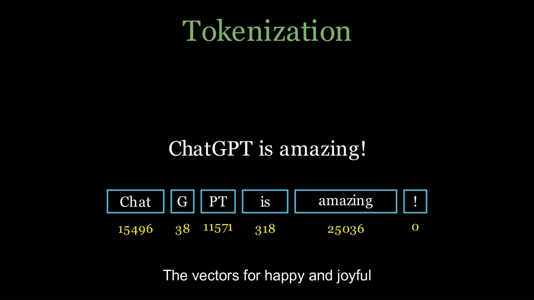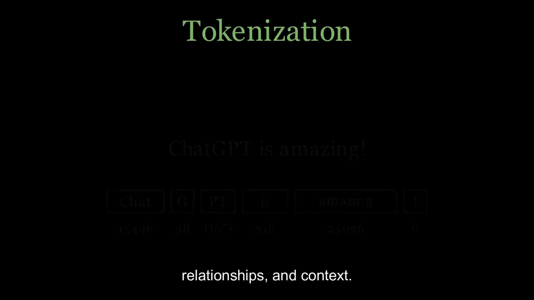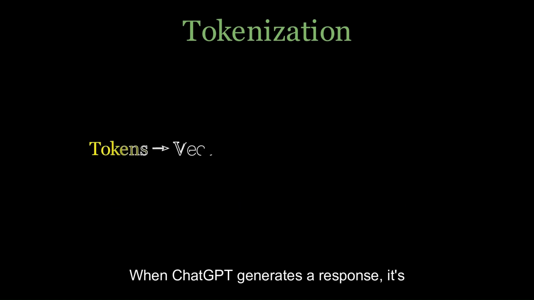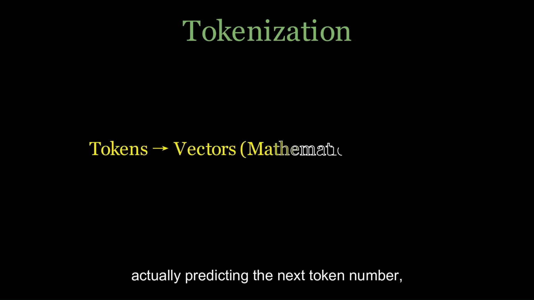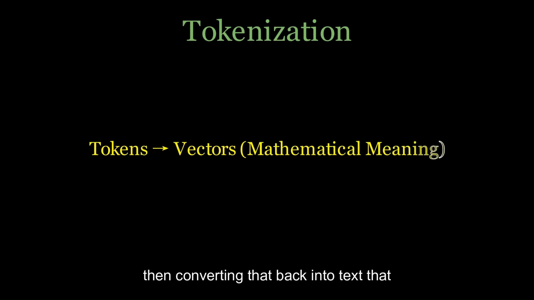The vectors for happy and joyful would be close to each other in mathematical space, while happy and sad would be far apart. This mathematical representation is what allows ChatGPT to understand meaning, relationships, and context. When ChatGPT generates a response, it's actually predicting the next token number, then converting that back into text that you can read. This tokenization is why ChatGPT has a context limit.